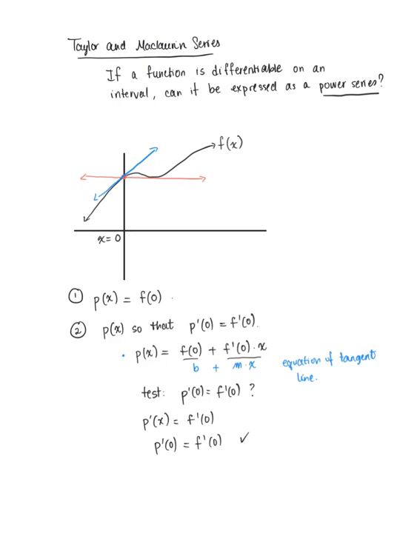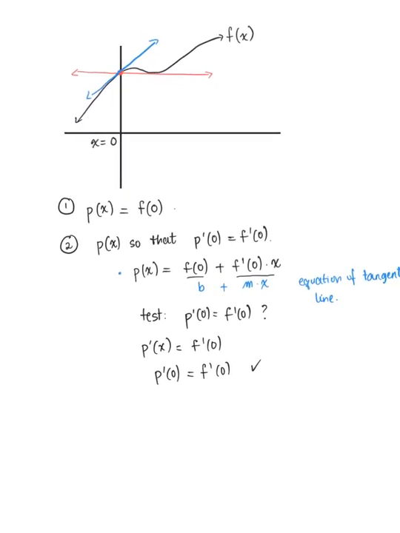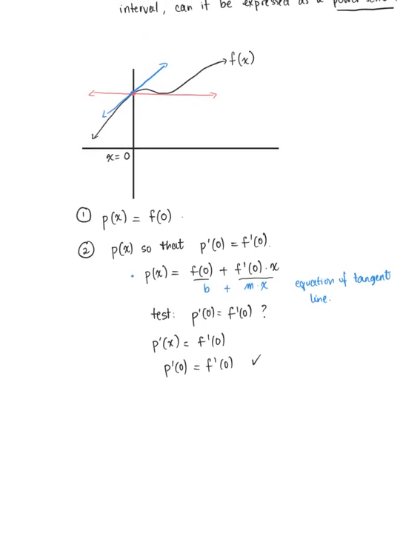Let's see if we can do better and match concavity. That means we're going to try to match second derivatives. Okay, so we're going to create a new polynomial, p of x, and what I want now is to match concavity. I would like the second derivative at 0 to be the same as the second derivative of our function at 0.